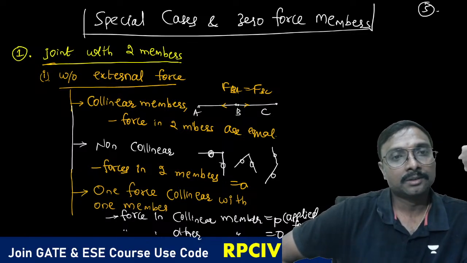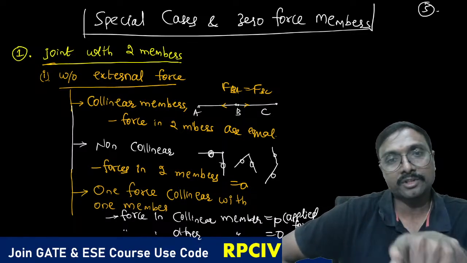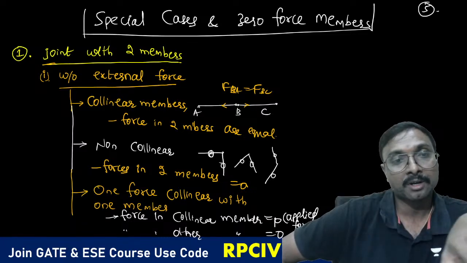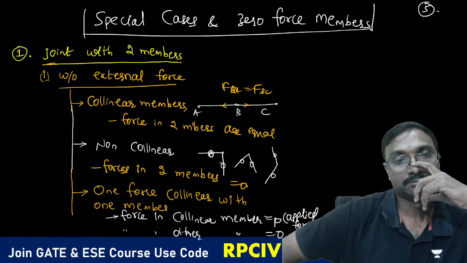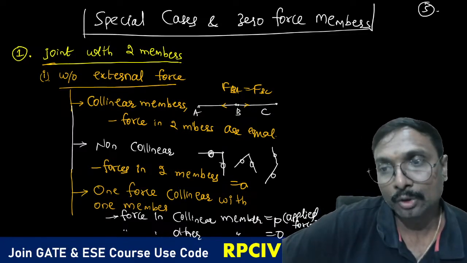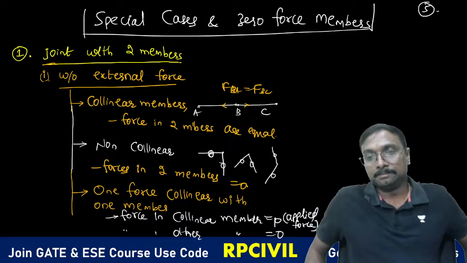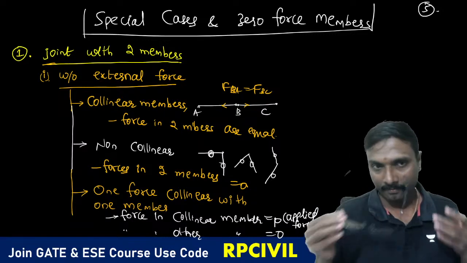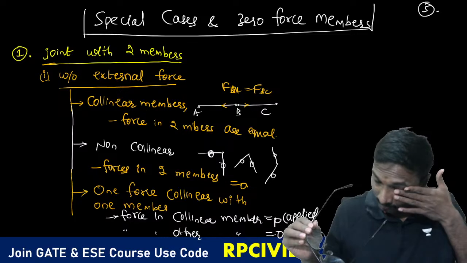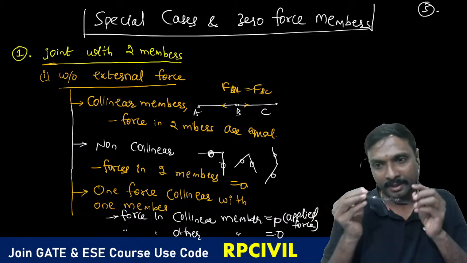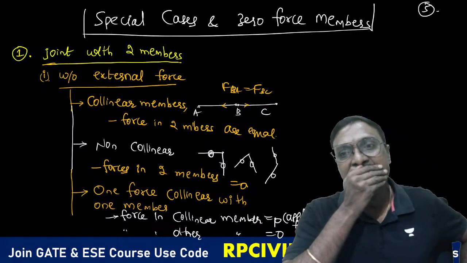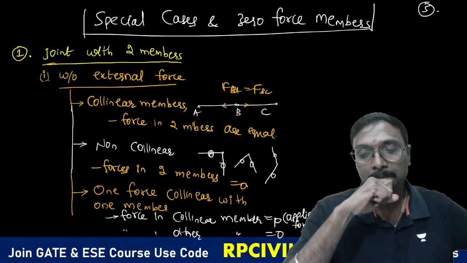Is this clear? Two collinear members are there without an external force. At this joint B, force in the left member equals force in the right member. Non-collinear, without an external force, they will become zero, no? Note and tell me. Noting, everyone.